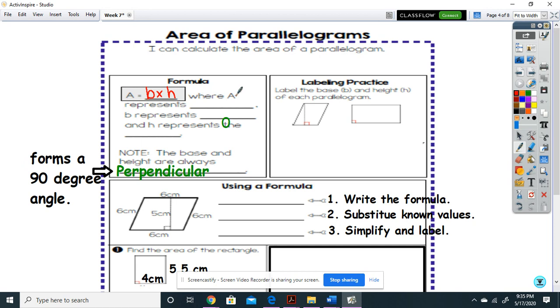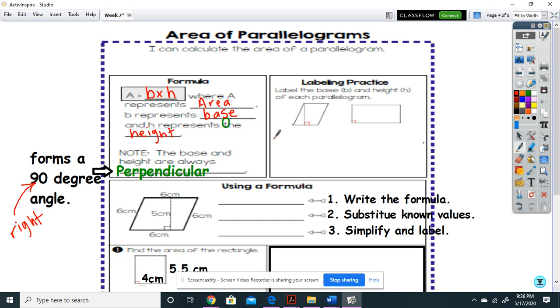Same thing, where A represents area, B represents the base, and H represents the height. The base and the height are always perpendicular, guys, which means it forms a 90-degree angle. It forms that right angle. So let's see what that means. We know that a right angle box is the little box that's normally red, or it could be black depending on the color, but this is the right angle box.